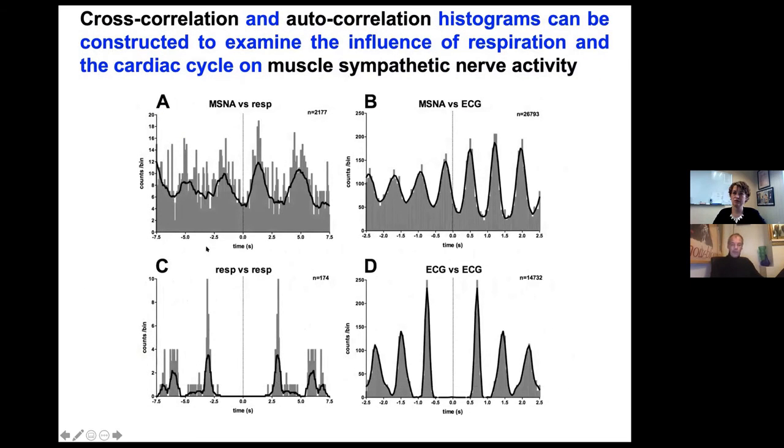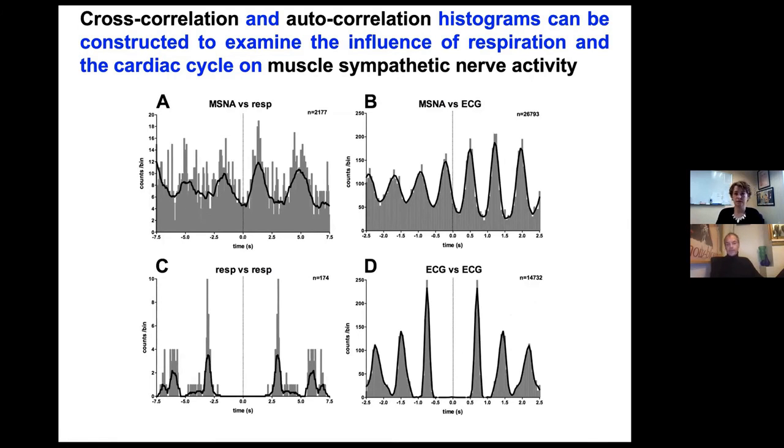If we look at the left, on the bottom is the autocorrelation histogram of respiration. So time 0 is the first inspiratory peak, here's the next inspiratory peak, the one after, and then back in time over here. And this is the cross-correlation on the top, which basically shows the timing of each sympathetic spike with respect to peak of inspiration. So you can clearly see that there is respiratory modulation. We know that, but this allows us to quantify it. On the right, we see the very well-known cardiac modulation of muscle sympathetic nerve activity: the autocorrelation, the ECG shown on the bottom, and this is muscle sympathetic nerve activity.